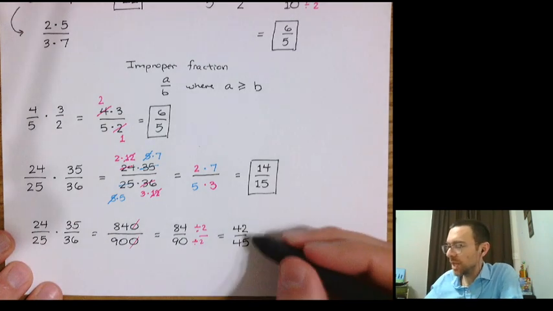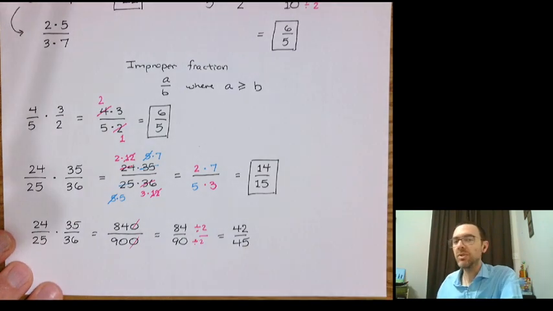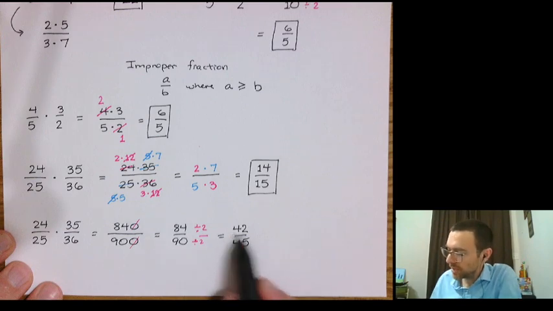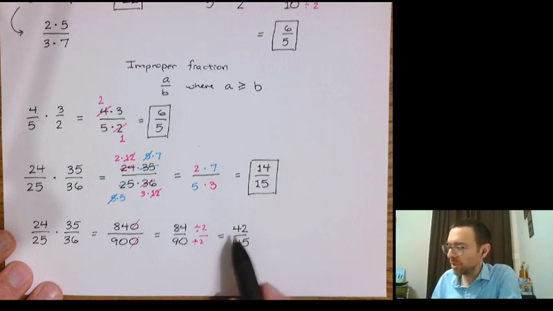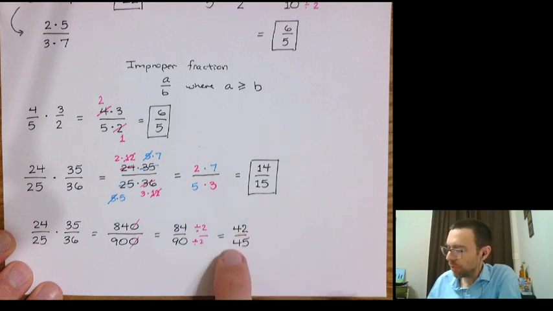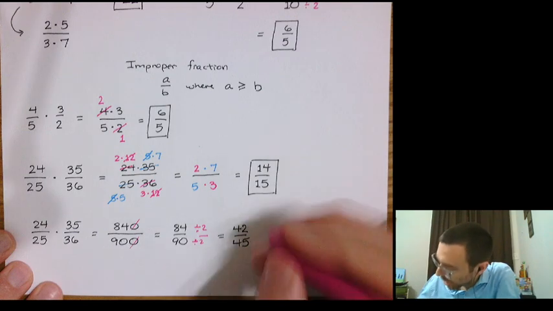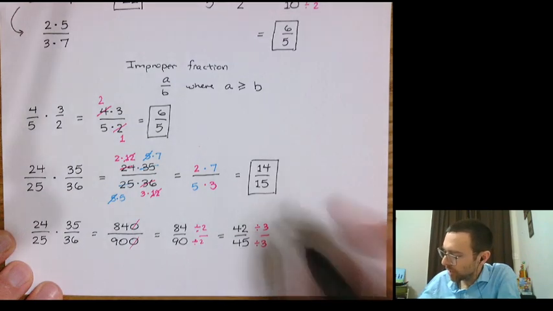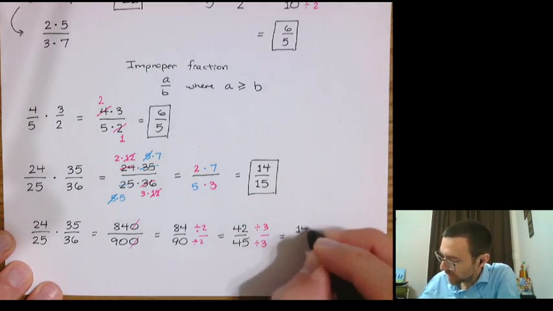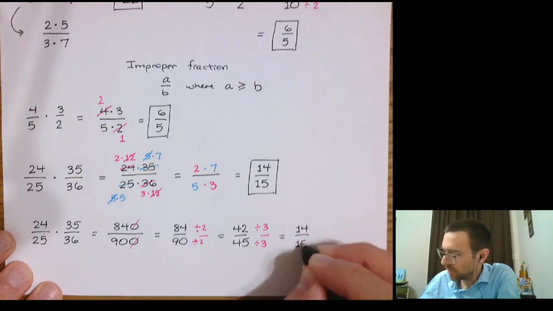We know that we can't reduce these guys by 2 anymore, but stick with your prime numbers. After 2 comes 3. To see if 3 is a factor of this, the trick is to add these digits, and if the sum of the digits is divisible by 3, the original number is divisible by 3. So 4 plus 2 is 6. Since 3 goes into 6, 3 can go into 42. 4 plus 5 is 9, so 3 goes into 9, which means 3 goes into 45. So cool. We can reduce each of these guys by a factor of 3. 42 divided by 3 is 14, and 45 divided by 3 is 15.